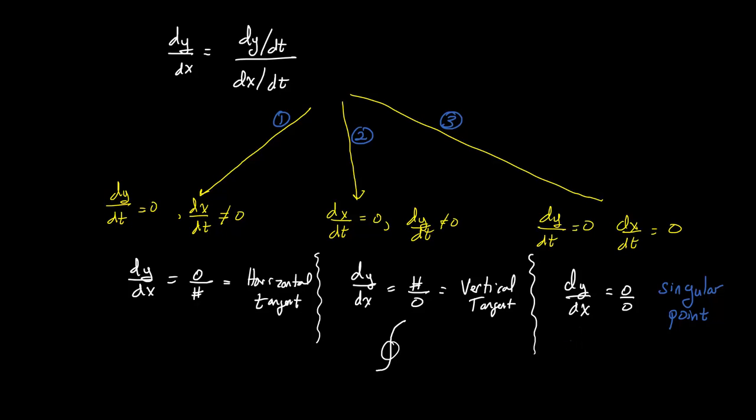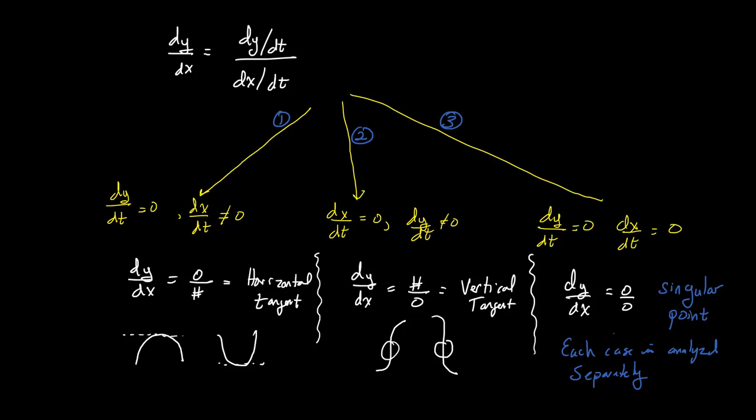They must be analyzed, so each case is analyzed separately. We really can't say anything specific about singular points. However, if the numerator equals 0, we're going to have a horizontal tangent line. If it's a vertical tangent line, we could have something that looks like this or looks like this. And at these singular points, we have no way to really tell what's going on.